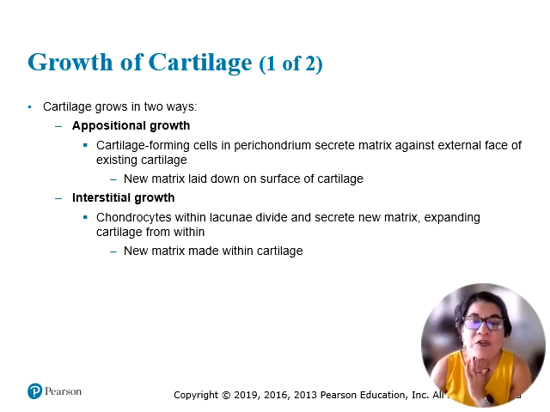Okay, there's two ways that cartilage can grow. Appositional growth is growing from the cartilage that's already there. And then interstitial is you're making new matrix inside of the cartilage. So those are your two types of growth.